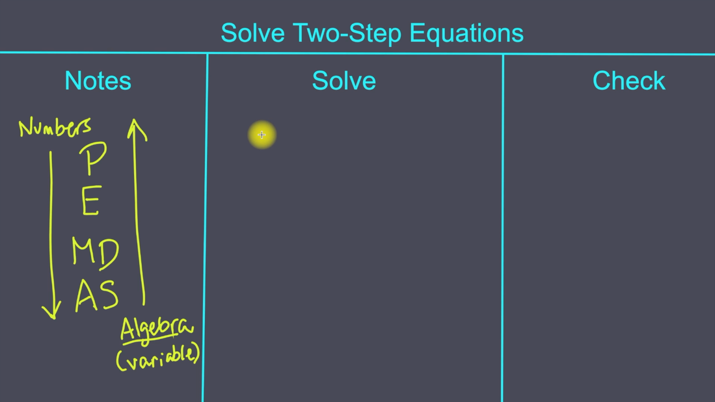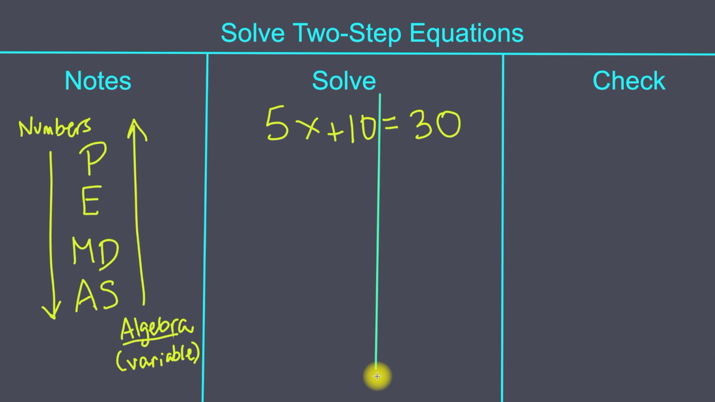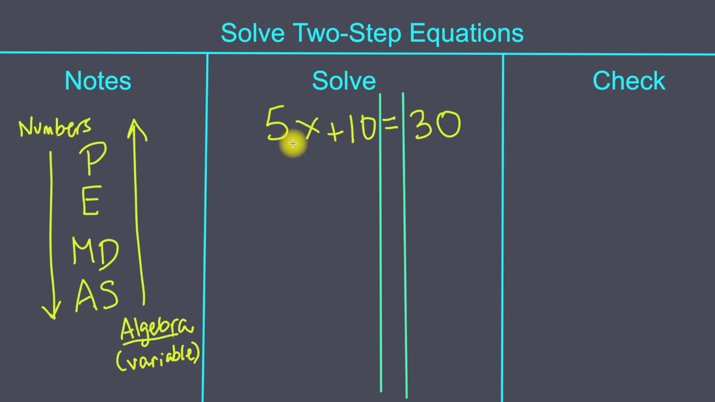Let's say we have 5x plus 10 equals 30. And the first thing I like to do when we have an equation is I like to drop bars down the equal sign to separate my left side from my right side. So let's do that. I'm going to drop a line down here. And I'll also drop a line down here. And so now I've got 5x plus 10 on the left and 30 on the right.